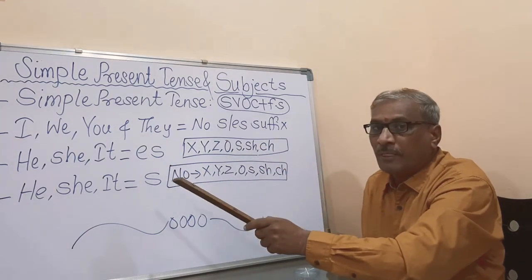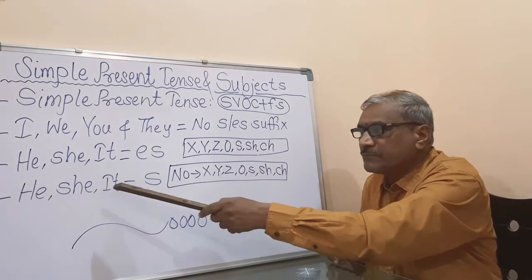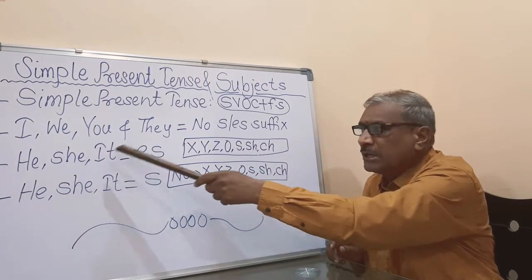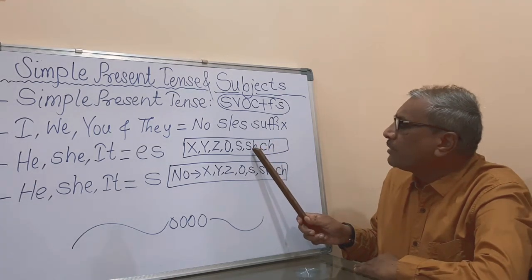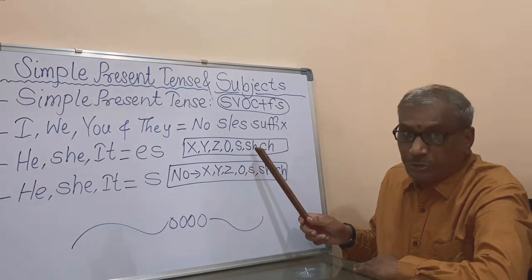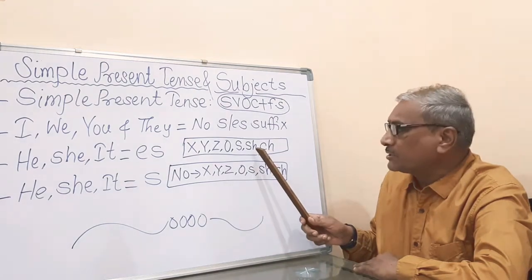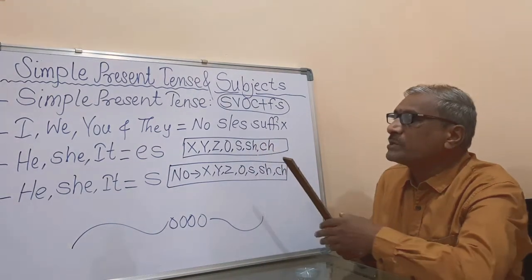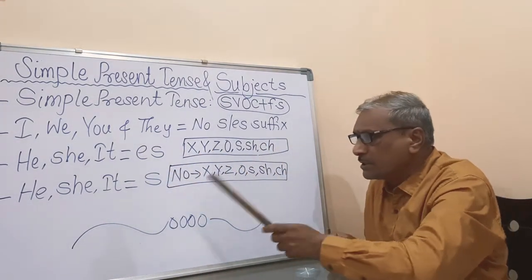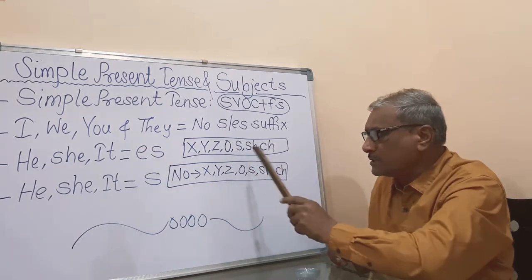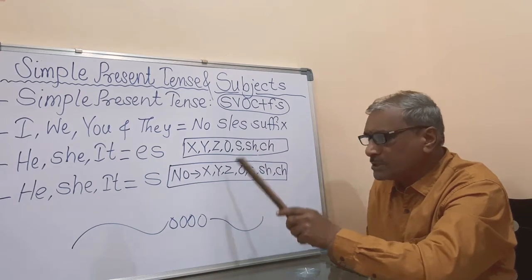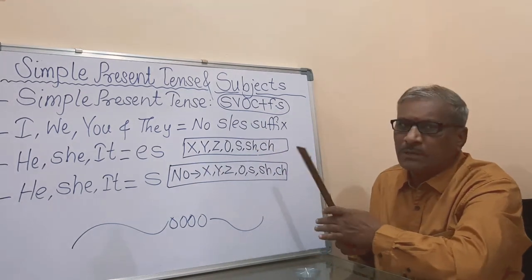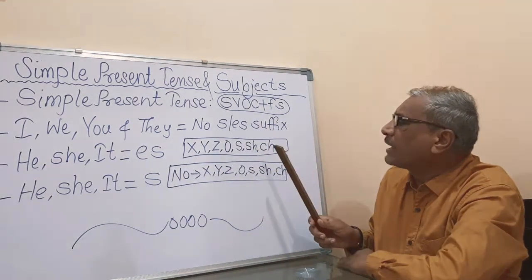But the condition is that the subject should be he, she, it, and that's why we can take one example here, perish. So we say he perishes, she perishes, it perishes. So like this we can make.